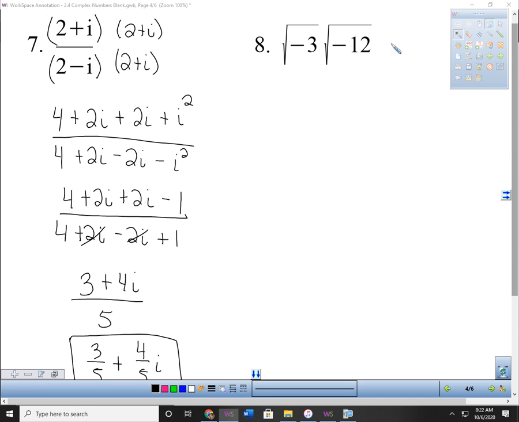All right. When you multiply square roots, multiply what's underneath them. So I've got negative 3 times negative 12, which is going to give me a positive 36. And then the square root of 36 is 6.